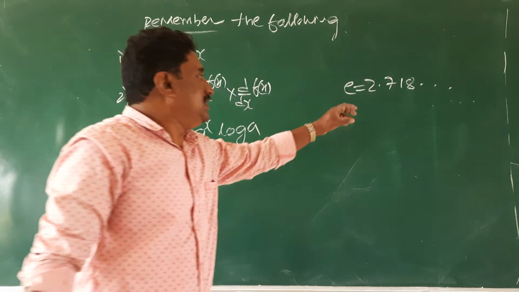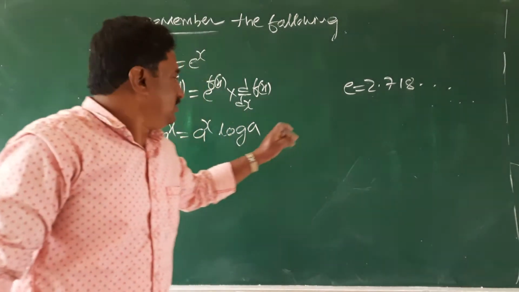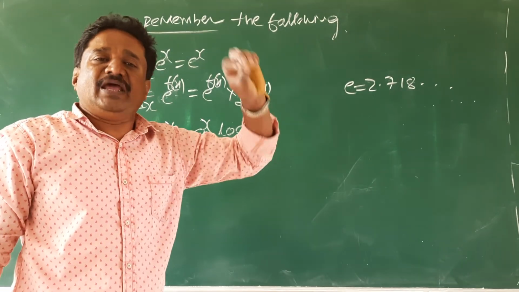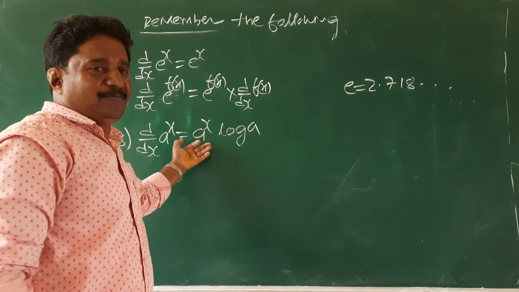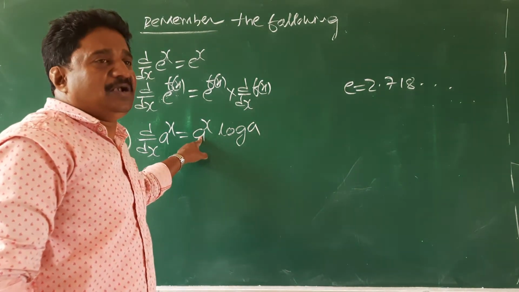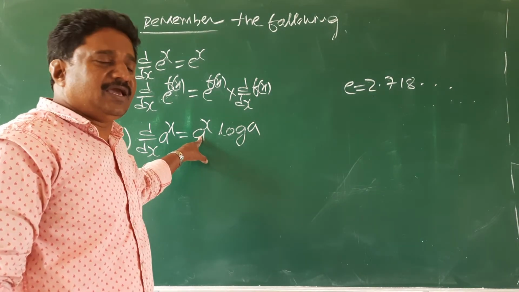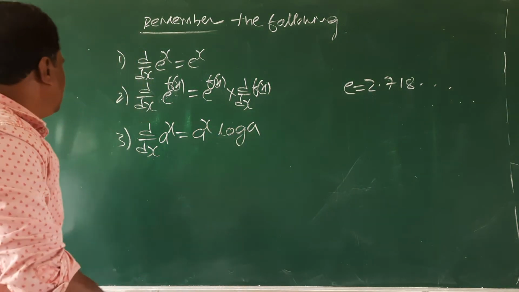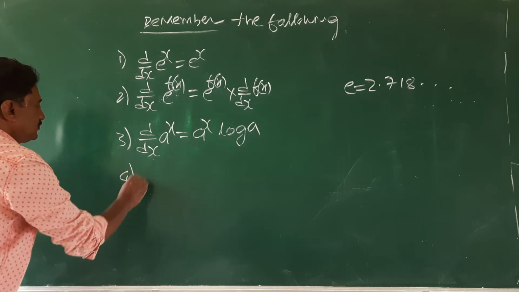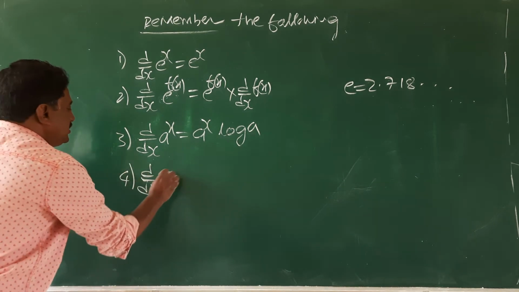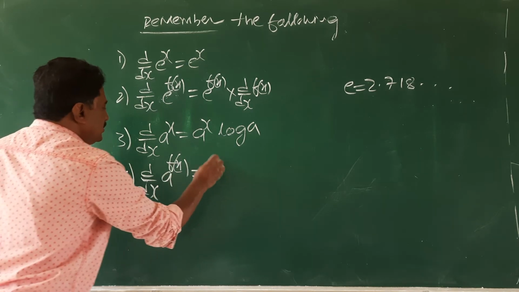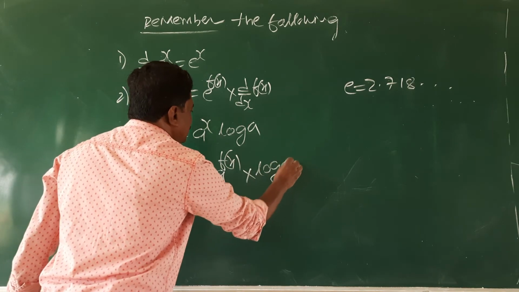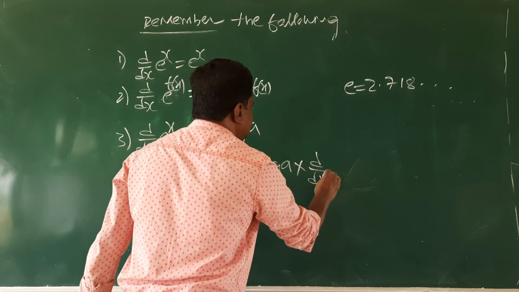So whenever the constant is other than e, use this formula. A can be 2, a can be root 2, a can be 3, 4, 5, whatever that a is, you apply this rule. Next, one more: differentiation of a power fx is a power fx into log a into differentiation of fx.